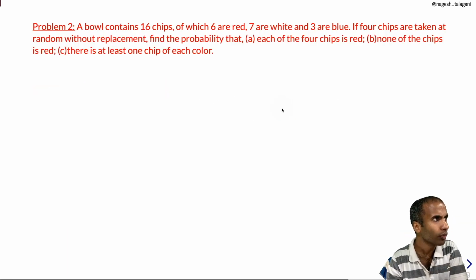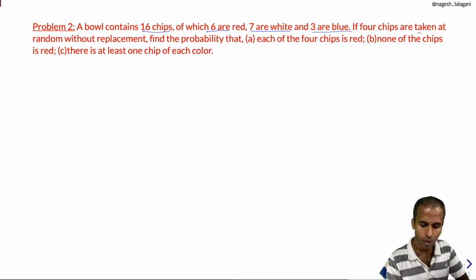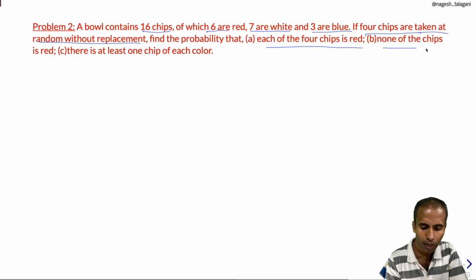Problem 2. A bowl contains 16 chips, of which 6 are red, 7 are white, and 3 are blue. If 4 chips are taken at random without replacement, find the probability that: question A, each of the 4 chips is red; question B, none of the chips is red; question C, there is at least 1 chip of each color.